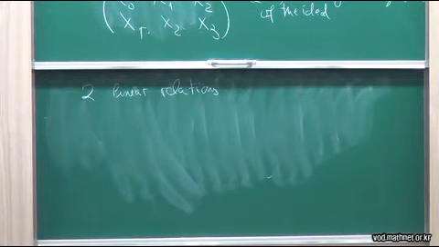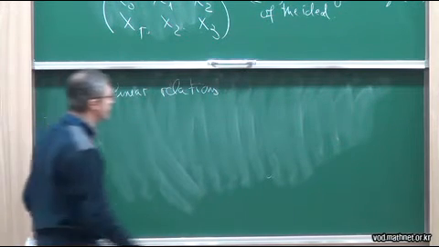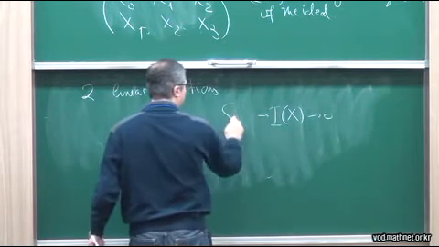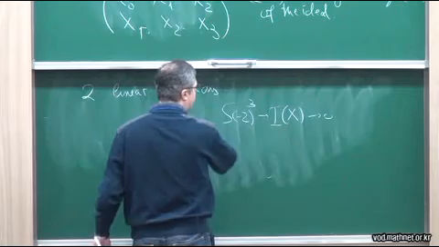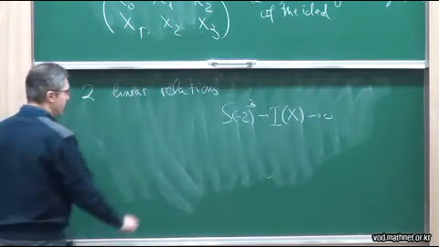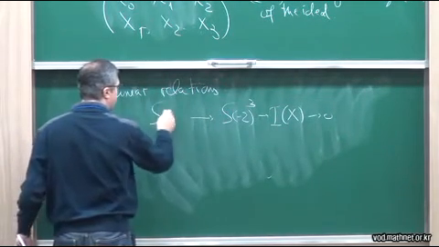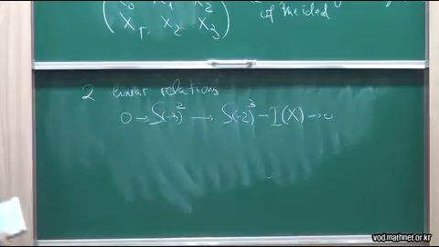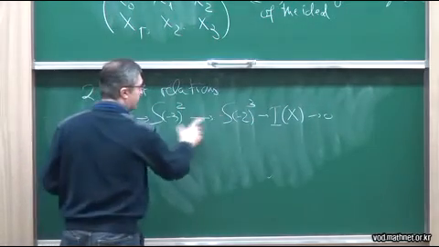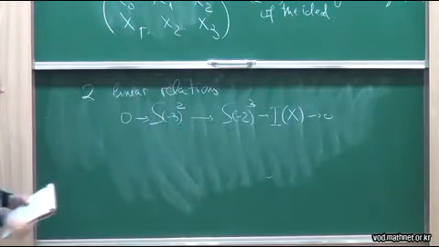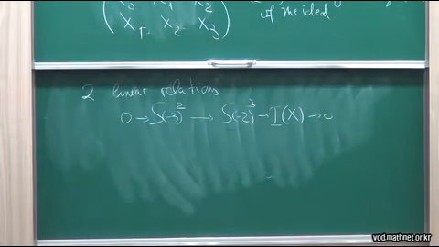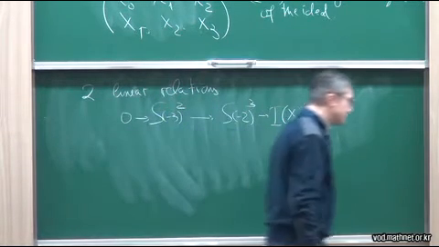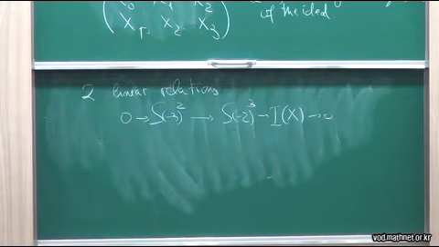And hence the minimal resolution of the ideal is the following: I of X, S(-2) to the cube, and then we have S(-3) to the 2. So the difference between these degrees are the degrees of the generators. You transpose the matrix. Yeah, we transpose the matrix.